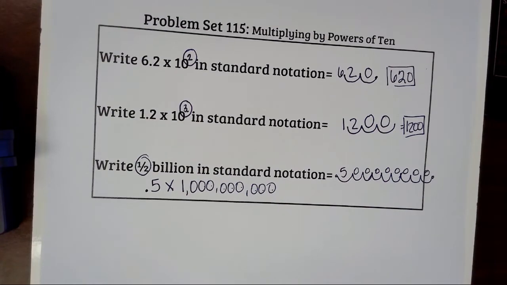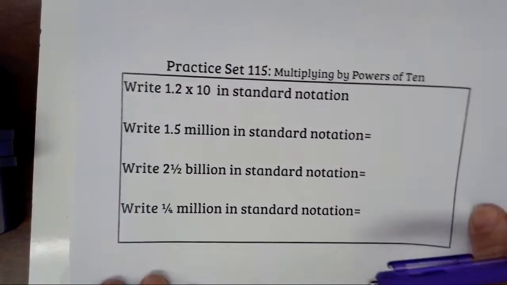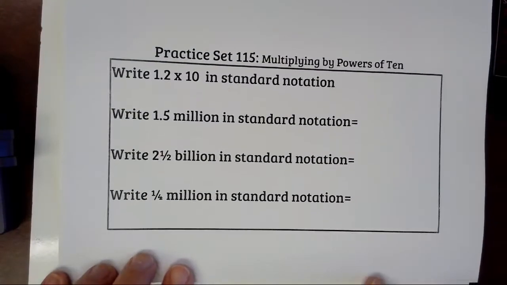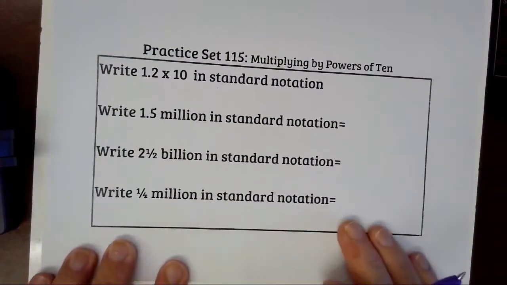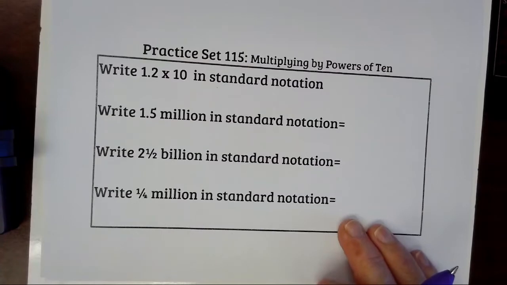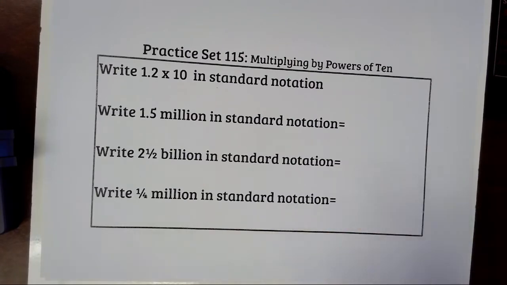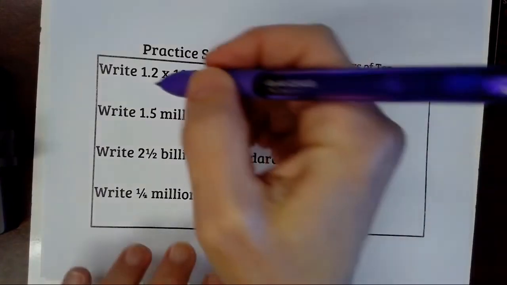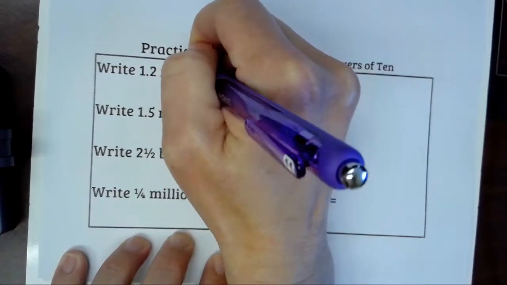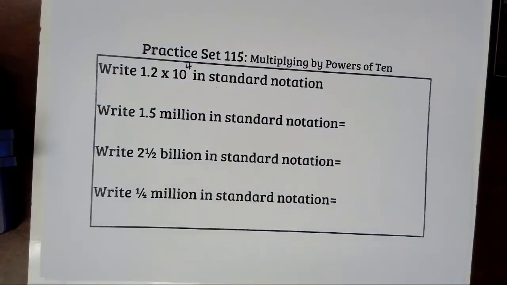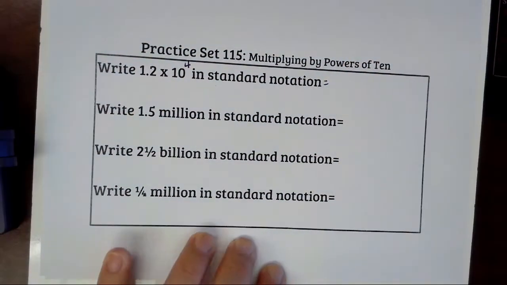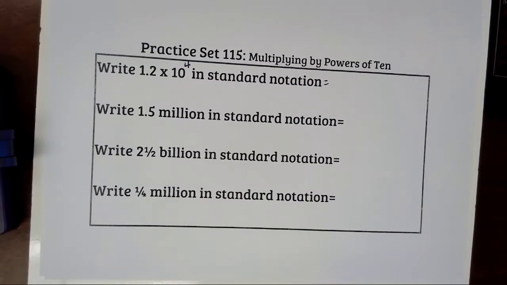All right, take a minute and do your practice set. Down here, fill out this box. Before you do that, I want you to add in exponents for me. So pick up your pencil right now and add these exponents. 1.2 times 10 to the 4th power in standard notation. And the other ones are good to go.